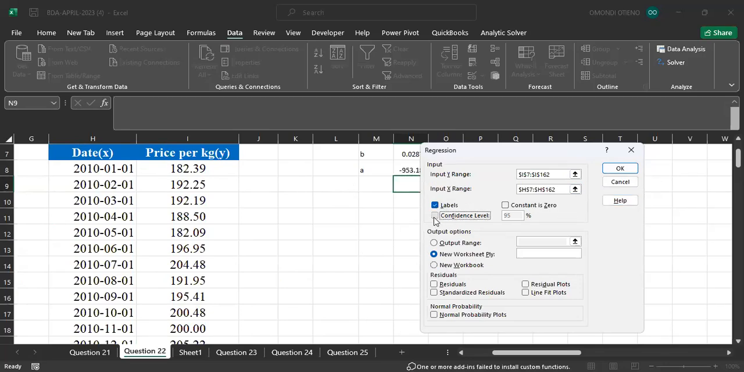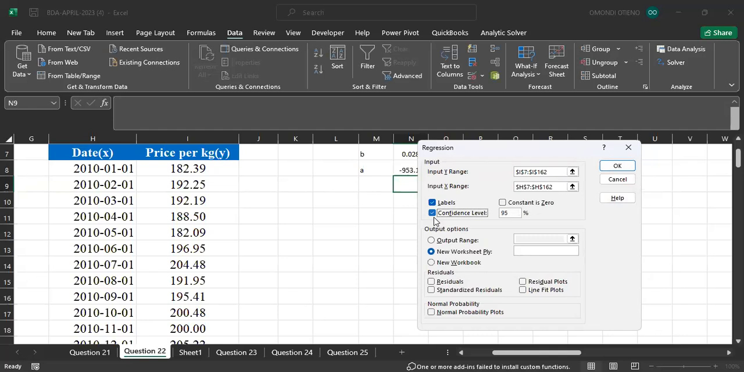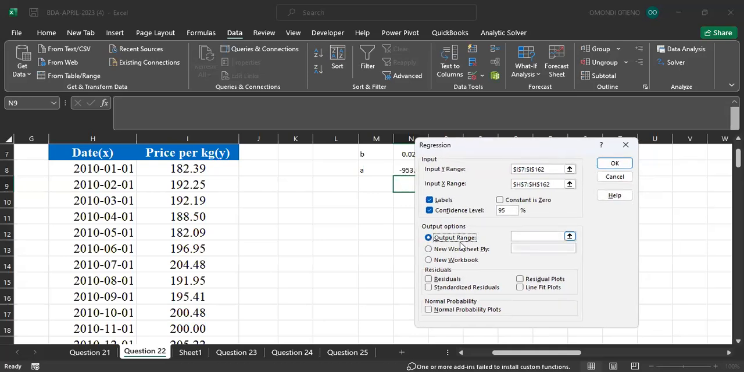Confidence level. Remember they mentioned something to do with the confidence level. The default one is 95%. So even if you decide to put 80% as the confidence level, at the end of the day, 95% will also be displayed, right? So let's use 95%, which is the default one. Output range. Do you want it to be in a new worksheet or the same worksheet? I want it to be in the same worksheet. And where do you want it to be displayed? Let the results be displayed from this point. Then you confirm.